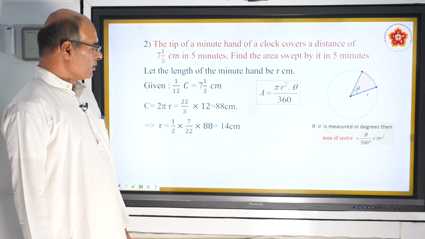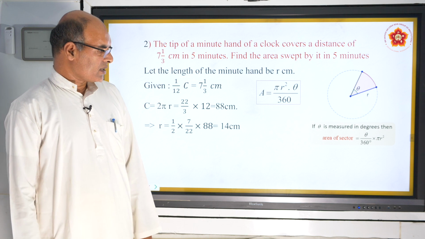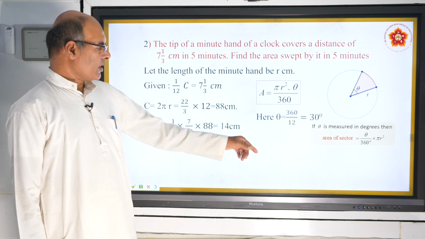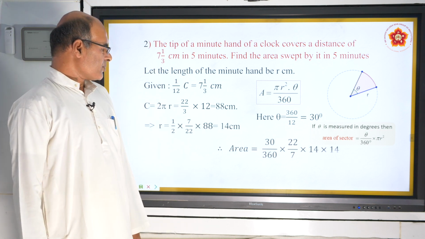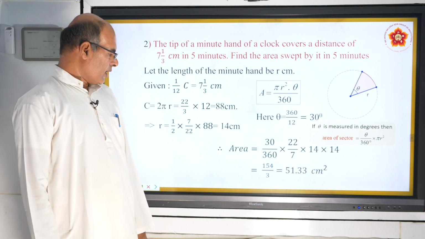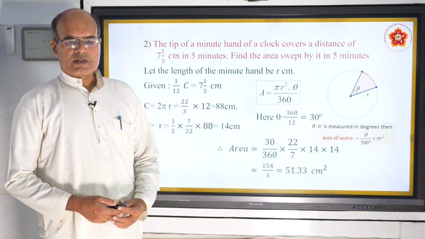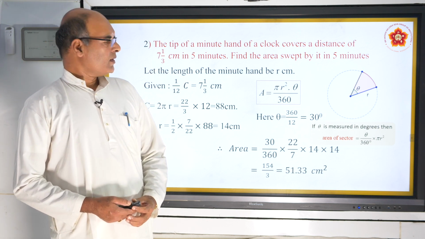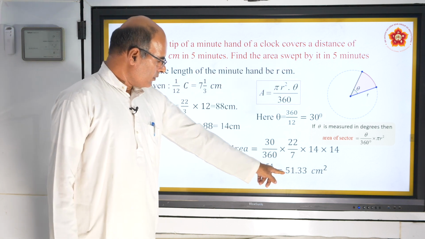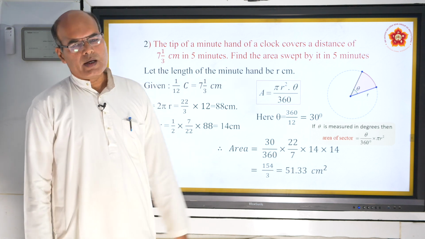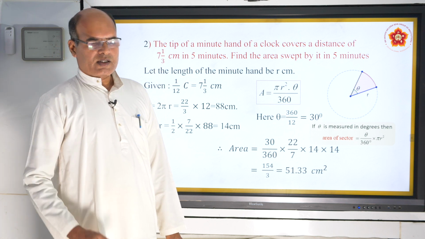And we have to find out the area of the sector. The formula for the area of a sector is theta divided by 360 into pi r square. Theta is 1/12 of the complete angle, that is 30 degrees. If we substitute, we get the area of the sector as 51.33 centimeter square. The minute hand swept an area of 51.33 centimeter square in every 5 minutes. Let us move to the next problem.